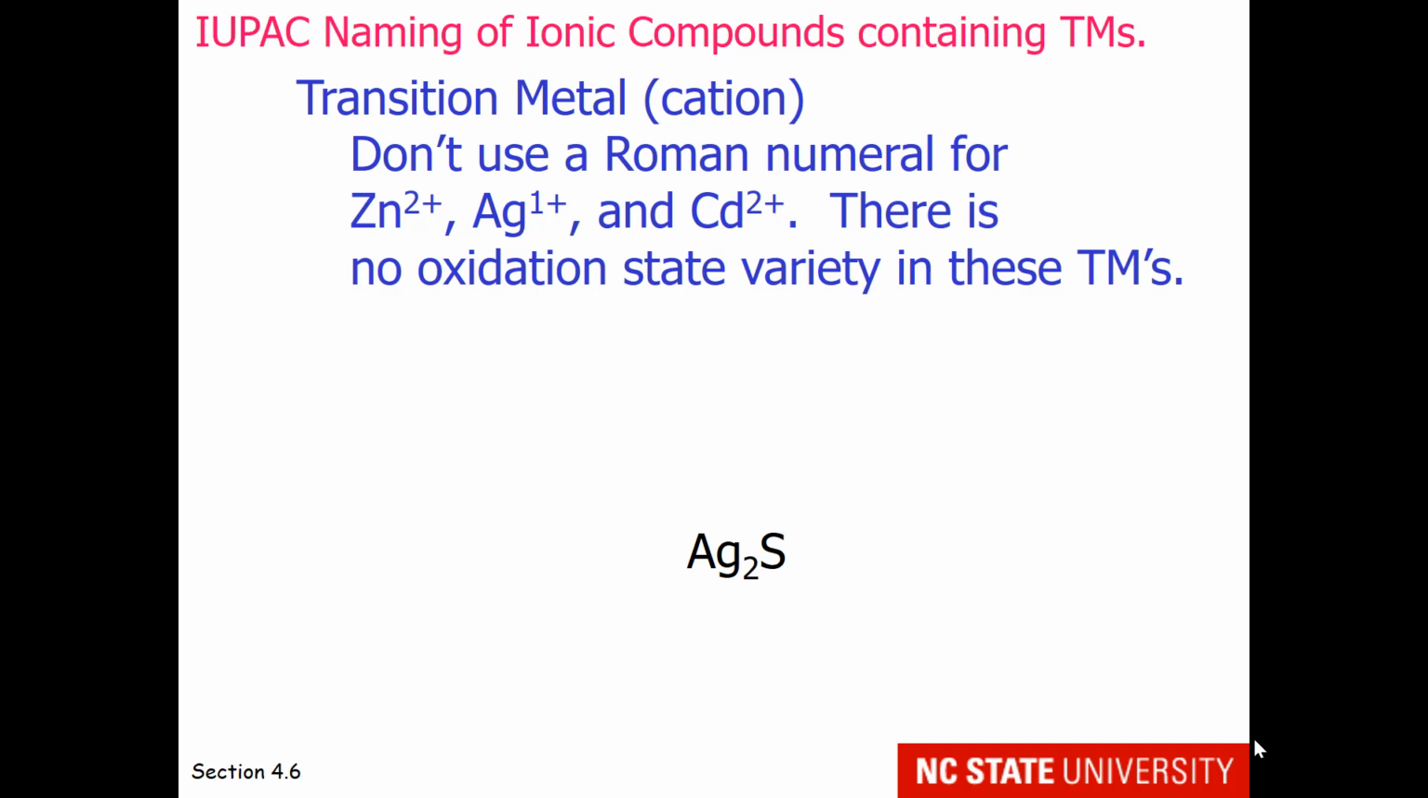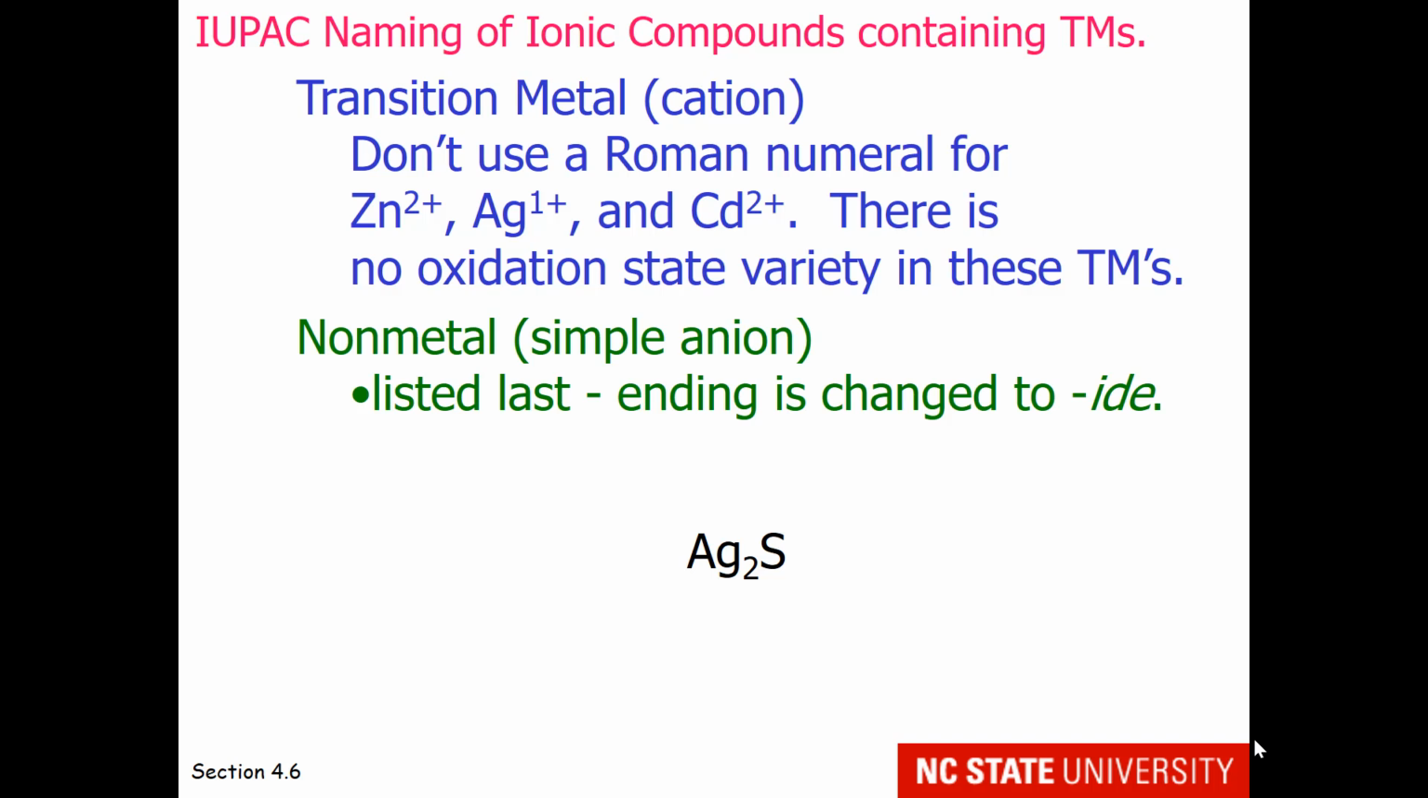There are some transition metal cations that do not have variety, so no Roman numeral is used. For example, zinc in an ionic compound is 99.999% of the time Zn2+. Silver in the majority of compounds is Ag1+, and cadmium is Cd2+. So there's no oxidation state variety in these transition metals. Now, I won't argue with you that you may find some very unusual and unstable compounds that have different oxidation states, but in general, zinc, silver, and cadmium are constant.